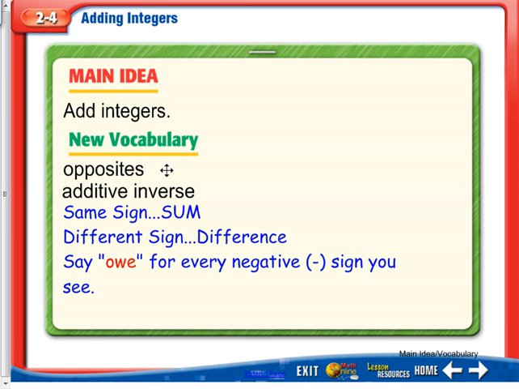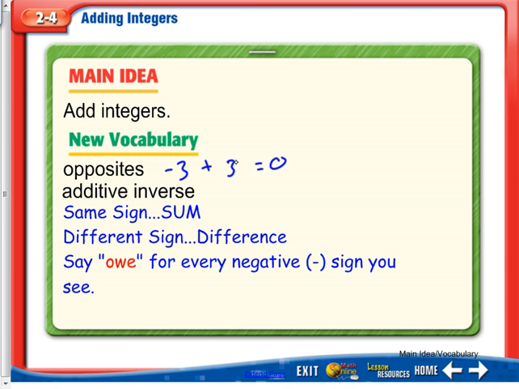In lesson 2-4, we will be working on adding integers. So remember, integers are negative numbers and positive numbers, and we're going to work on adding them. Opposites would be like -3 is opposite to 3. So obviously if we were trying to add these, we would get 0 because they are opposites of each other.